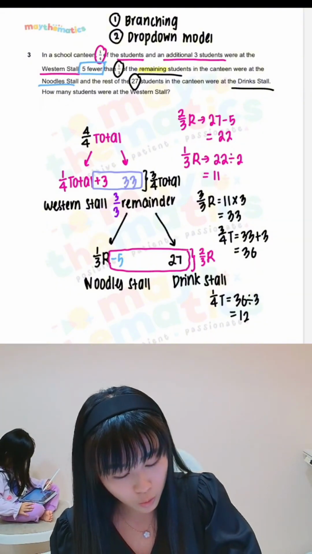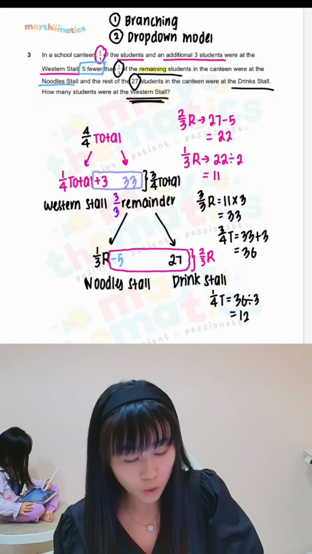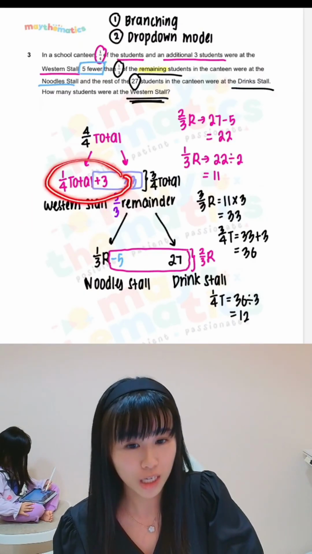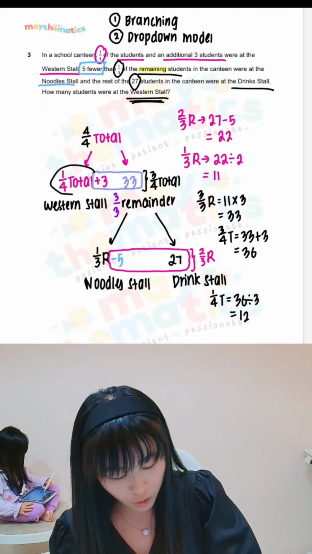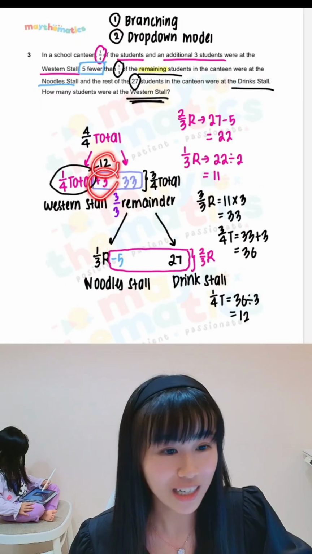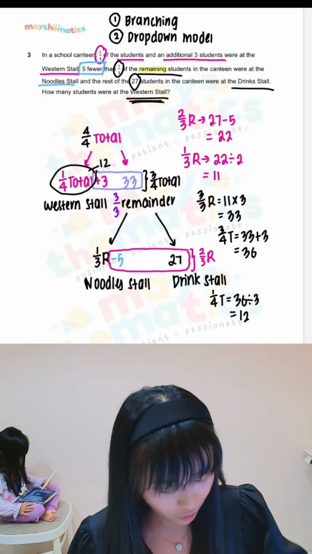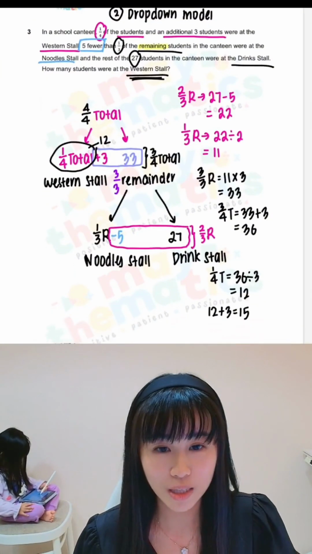How many students were at the Western store? So at the Western store is here, which is 1/4 total plus 3. You already found out 1/4 total is 12. Correct, everybody? Can you tell me the last step? 12 plus the extra 3. Yes, you're right. So 12 plus 3, that will give you 15. Yeah, so this is the branching method.